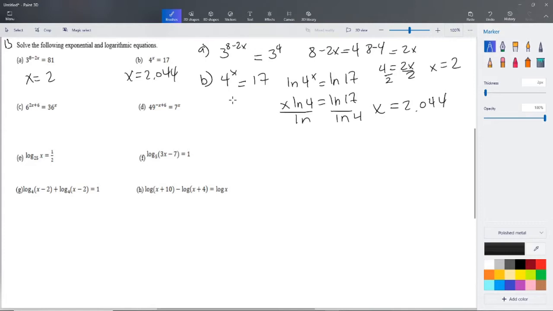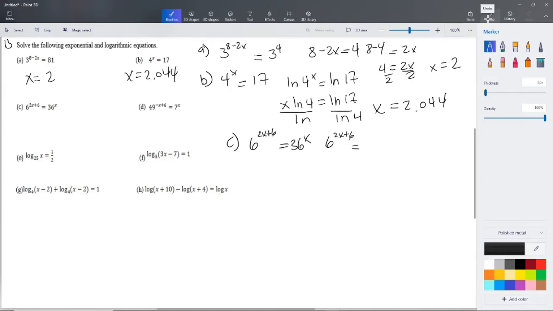For the next one, again, we can take advantage of the Bros rule. How can we do that? Well, again, it's 6 and 36. I'm pretty sure we can get those to be the same base on both sides. So 6 to the 2x plus 6 equals 36 to the x. So our left-hand side doesn't change. That stays 6 to the 2x plus 6.